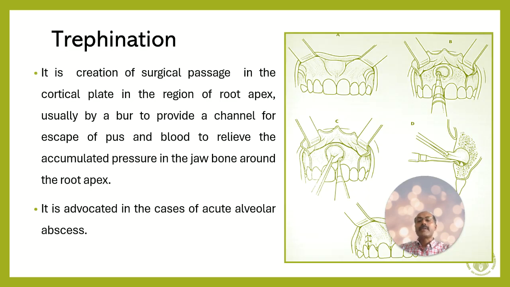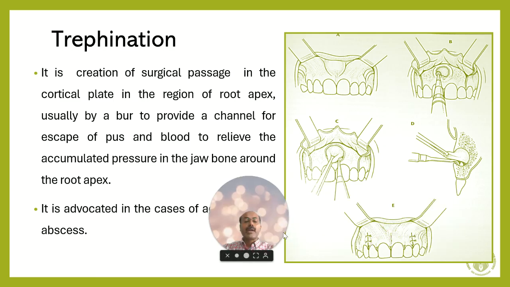So what is a trephine? A trephination is a creation of a surgical passage in the cortical plate of the region of the root apex, usually by a burr, to provide a channel for escape of the pus and blood to relieve the accumulated pressure of the jaw around the root apex. So it is advocated in cases of acute alveolar abscess, as you can see in this diagram.